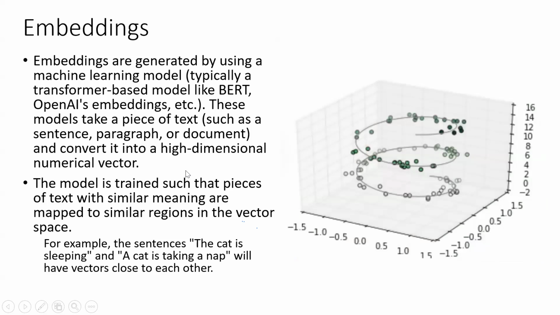Third, what are embeddings? Let's say this is a three-dimensional space. We have an x-axis, a y-axis, and a z-axis. Now, if I want to create a vector, what I need to do is use these dimensions.